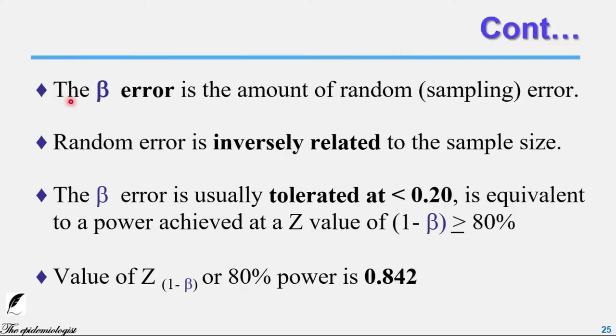On the other hand, the beta error is the error due to random error. The random error is inversely related to the sample size. The beta error is usually tolerated at less than 0.20, and it is equivalent to the power achieved at a z-value of 1 minus beta, which is greater or equal to 80%. The value of z at 1 minus beta, or 80% power, is 0.842.